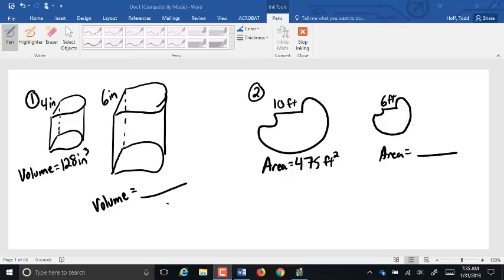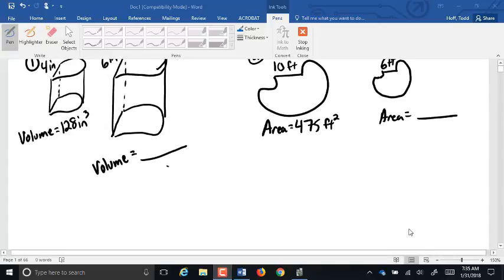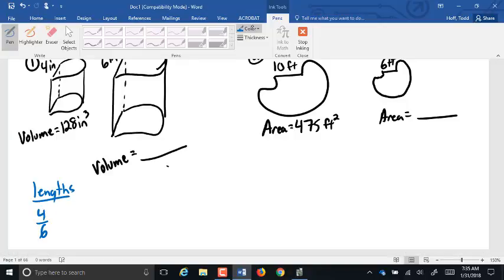Okay, so let's see how this one goes for us. Now remember, for each of these, the key is we start out with the ratio of lengths. So for number 1 over here, what's our ratio of lengths? Good, it is 4 to 6. Now to make life a little bit easier on us, I'm going to reduce that to 2 to 3.